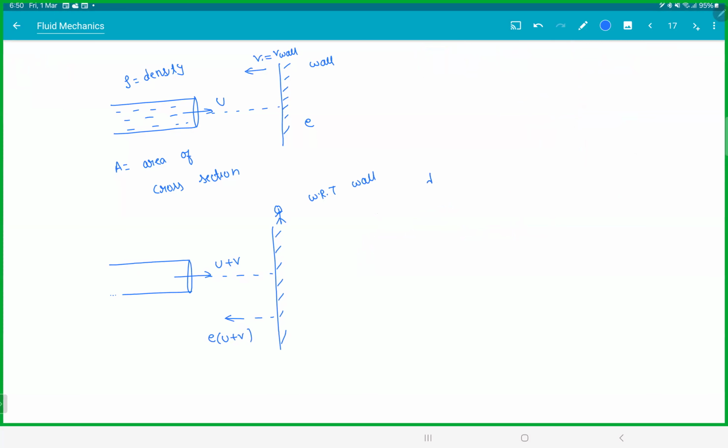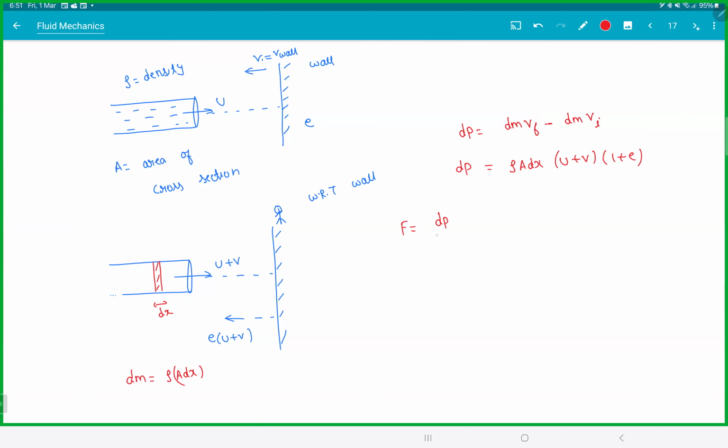So what is the change in momentum? Again, we are choosing a small piece here, dx. The mass dm will be density into area into thickness. So the change in momentum dp will be dm v final minus dm v initial. So it is minus of minus. So rho a dx (u plus v)(1 plus e). This is your change in momentum.